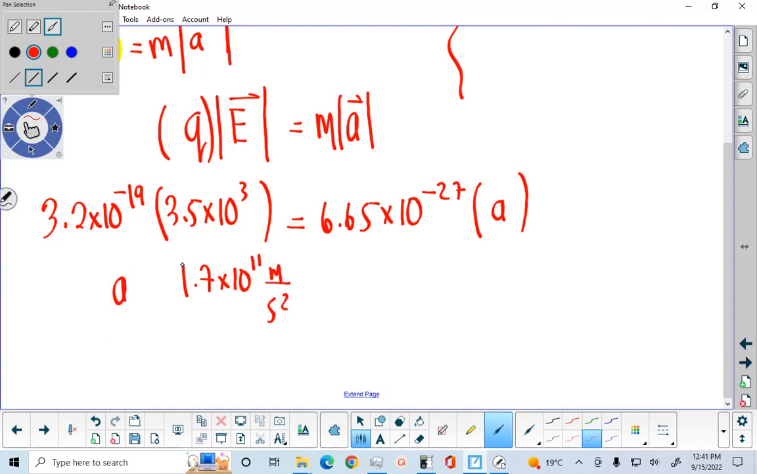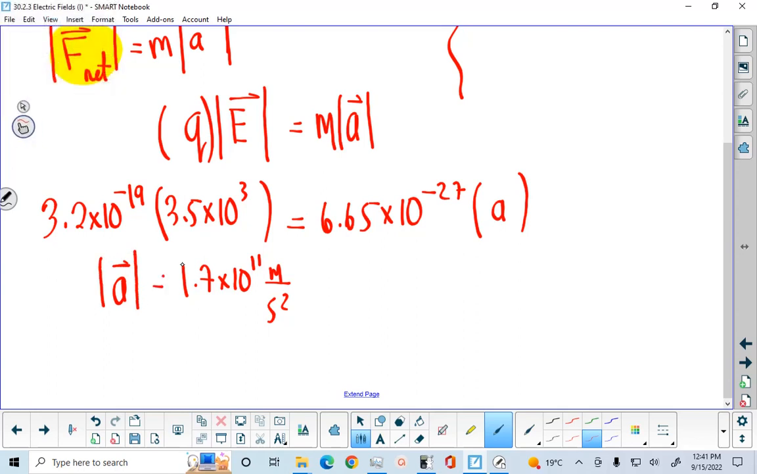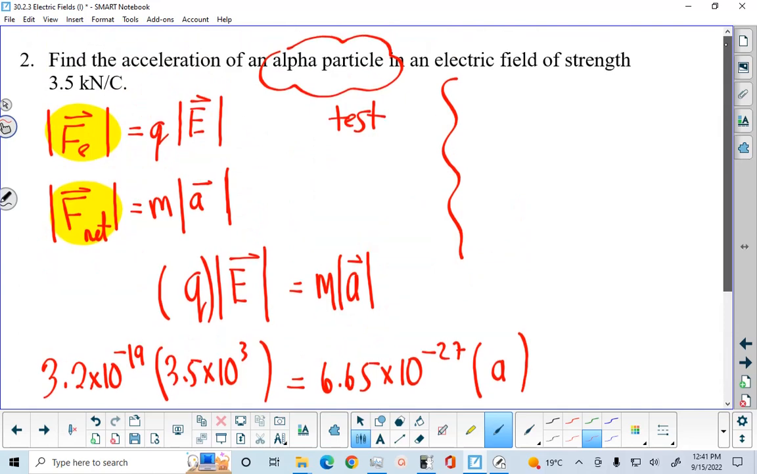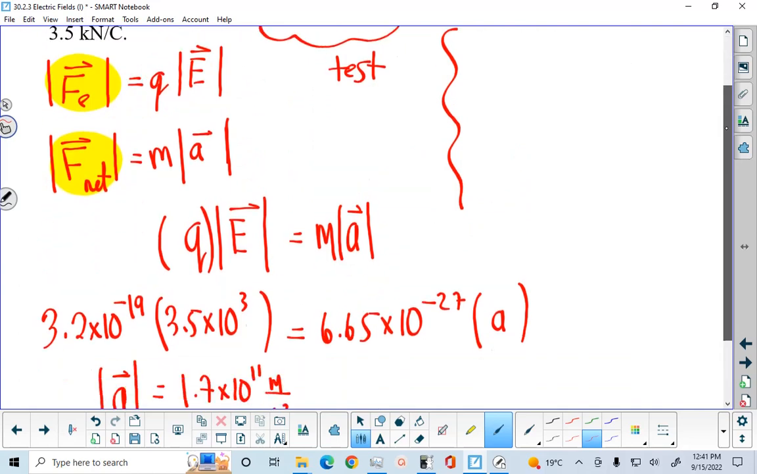That's the answer for the magnitude of the acceleration. I don't know exactly how the question was worded, but we can't determine the direction because we don't have enough information.